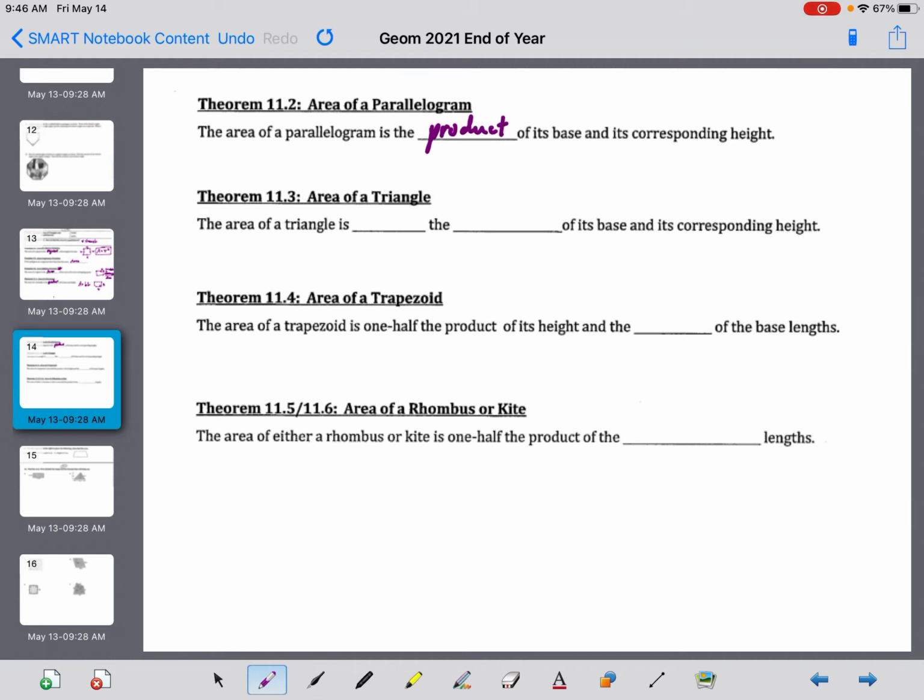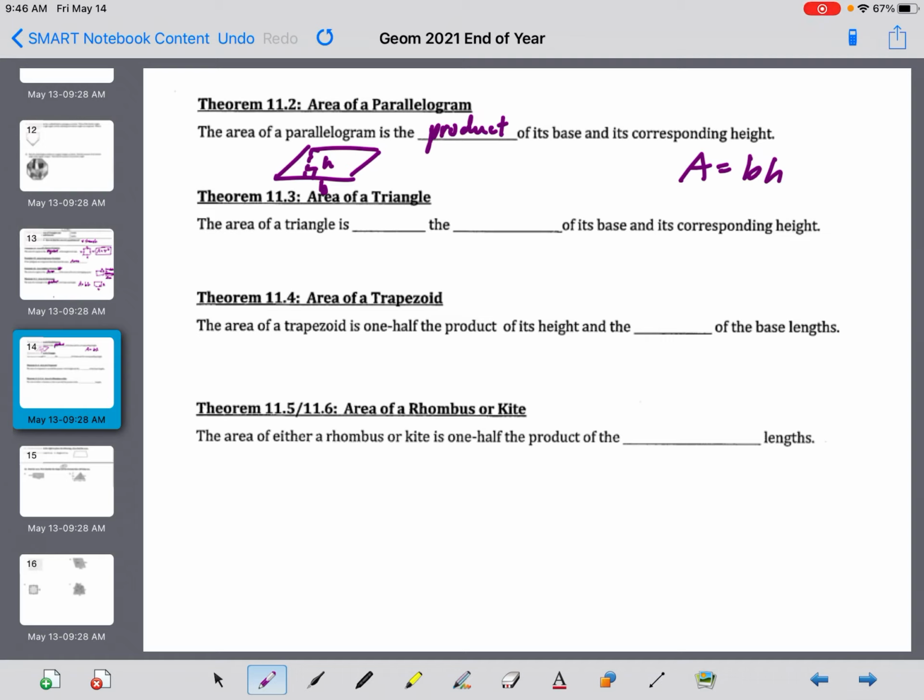With a parallelogram, you have a corresponding height, which would be a perpendicular edge, and that relates to the base. Area is equal to base times height. But you have to have the perpendicular height in order to call it the height. It has to be associated with 90 degrees.